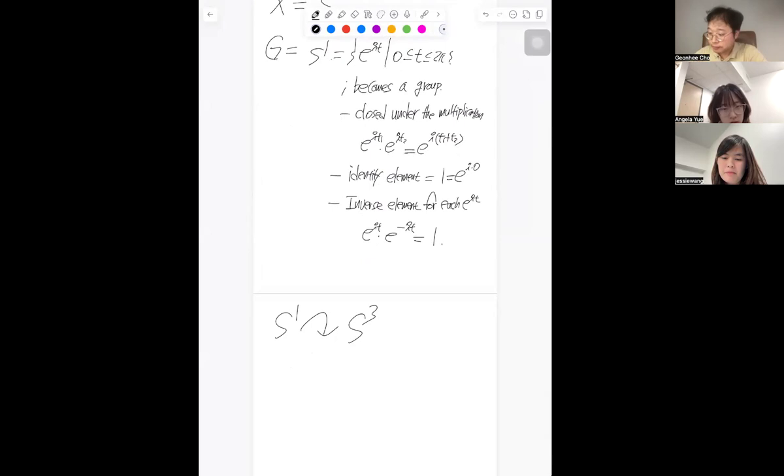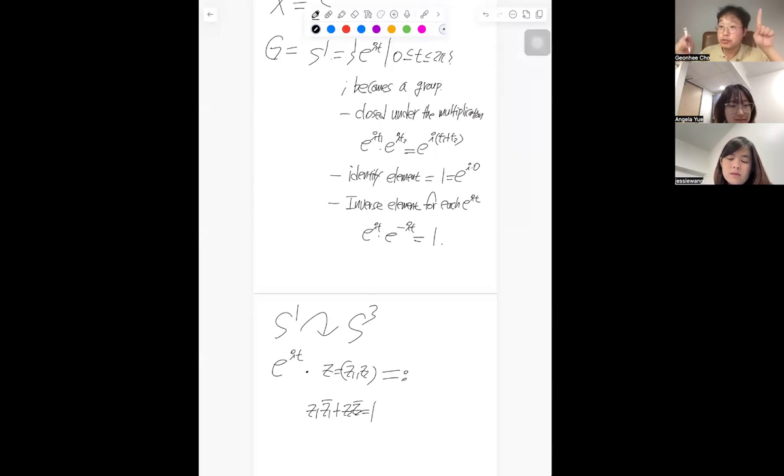What is the action? You have e to the it, you have a z, which consists of z1 and z2, as you know. You already saw this actually several times with me. So how do we define this group action? What was the definition? This is not new. You choose e to the it from S1, you choose z from S3. What should be the definition of the group action? e to the it z1 and then e to the it z2. This is not new at all.